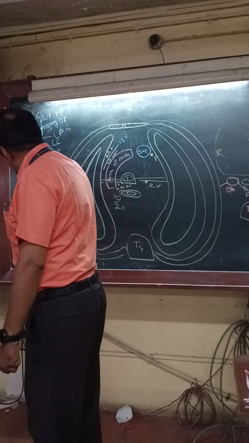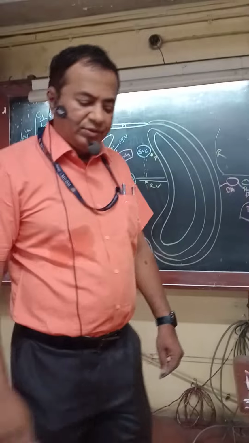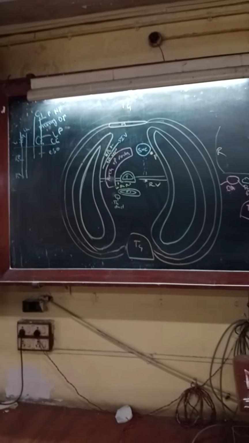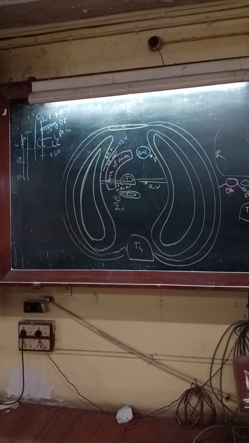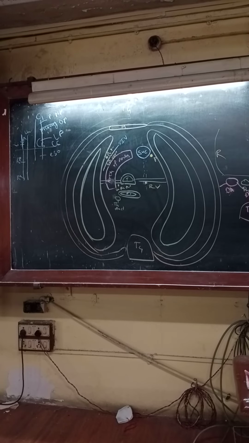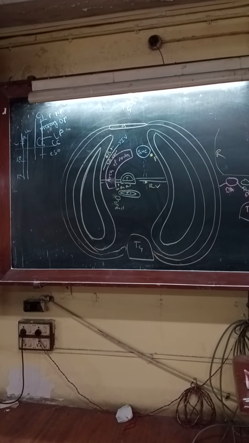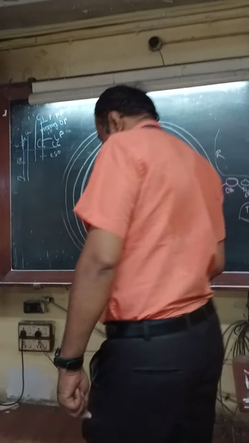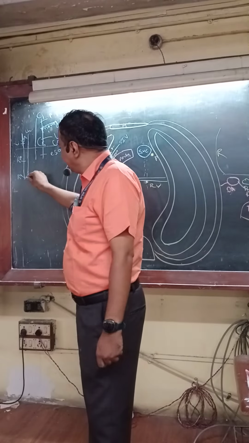This trachea goes up to level of T4. Trachea goes up to level of T4 and divides. But during breathing, it comes down up to T6 level. In live people, it goes down.